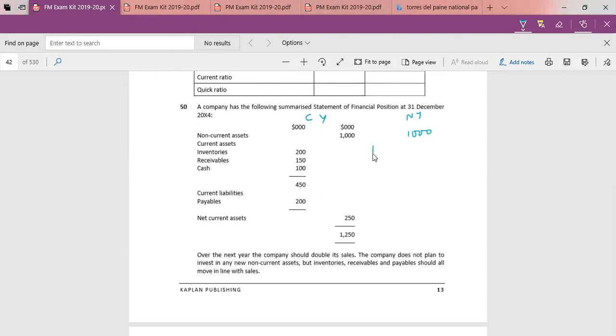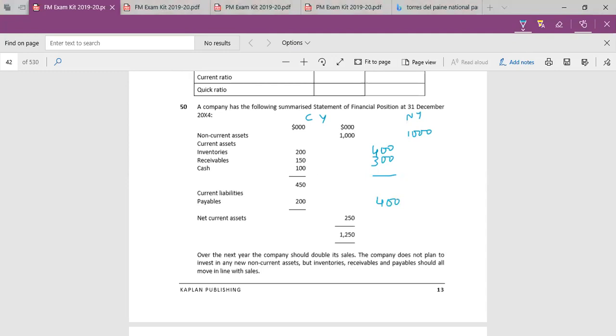So if inventory is doubled, this will become 400. Receivables double, this also will become double, that is 300, 150, 300. Cash balance as of now, we still do not know, so we are putting it on hold. Payables will also go in line, so the payables will double. Payables 200 will become 400. Fine.